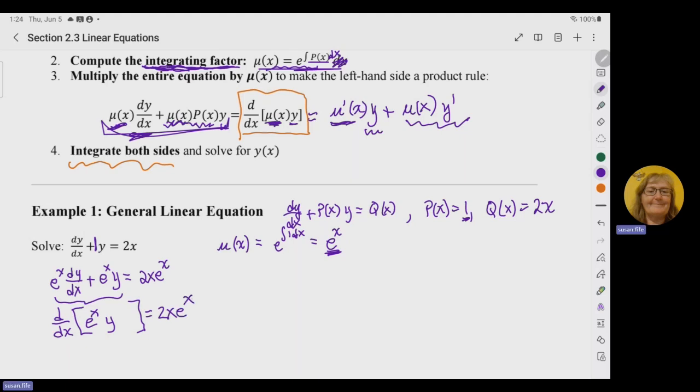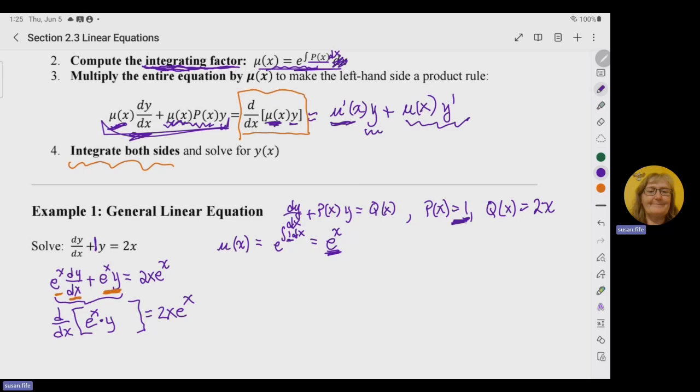So at this point, you should double check your work just to make sure that these are equal. When you take the derivative of e to the x times y, you're applying the product rule for derivatives. The derivative of e to the x is e to the x, so you get an e to the x times y. That's the second term up here, plus the derivative of y times e to the x. There's our derivative of y times e to the x. And so that checks.